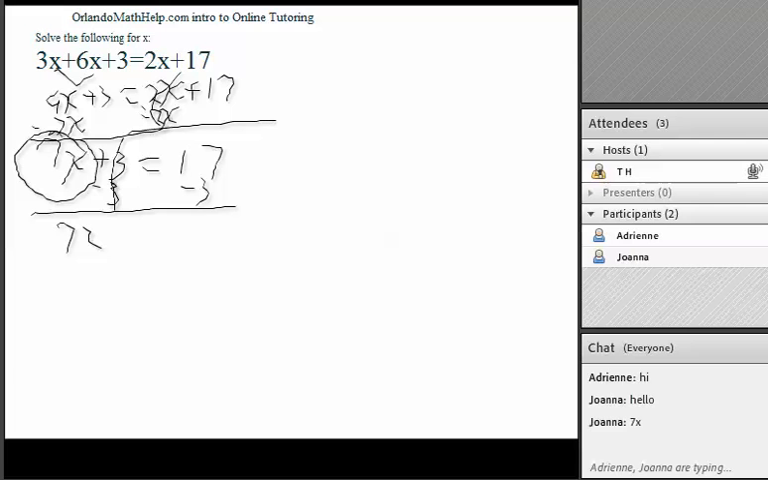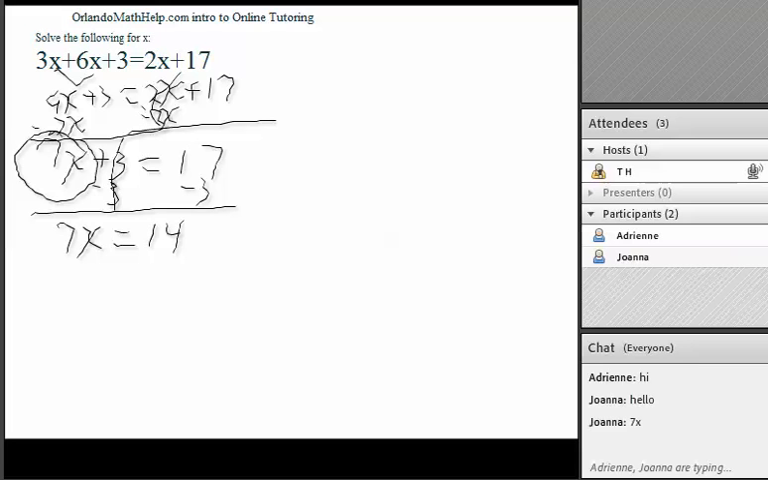So when we rewrite the equation here, we will have 7x equal to 17 minus 3, which is 14. And at this point, we have 7x is equal to 14. We want to solve this for x.